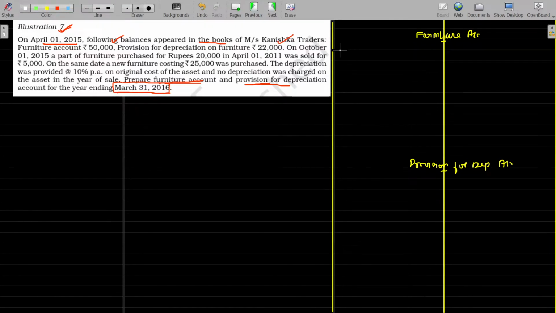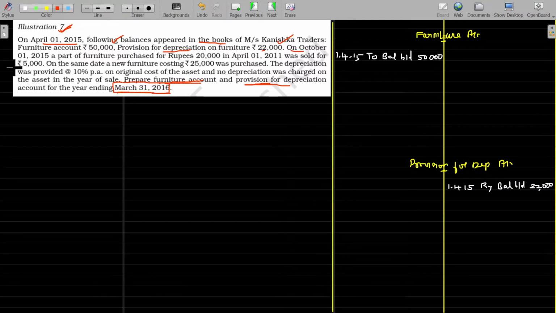In furniture account, the opening balance on 1st April 15, balance brought down, being 50,000. By the same date, we have the provision for depreciation also, 1/4/15 by balance brought down, the value being 22,000 rupees. Provision for depreciation on furniture.